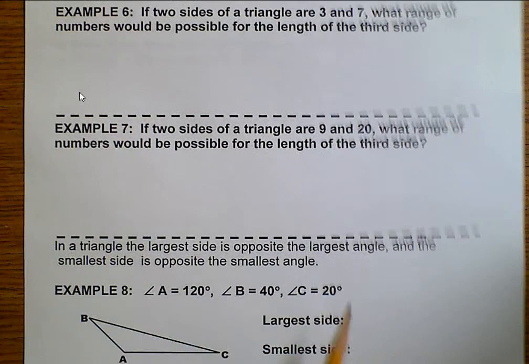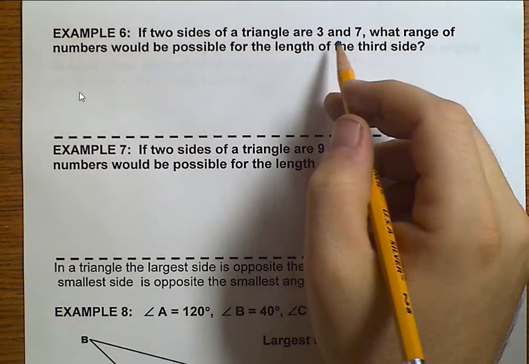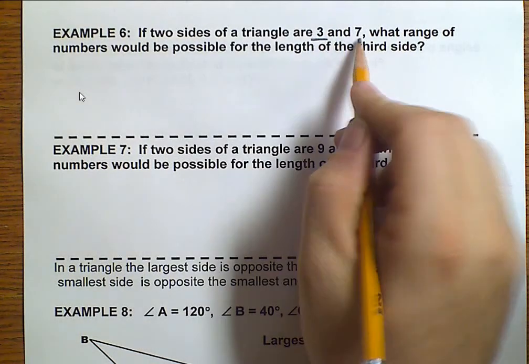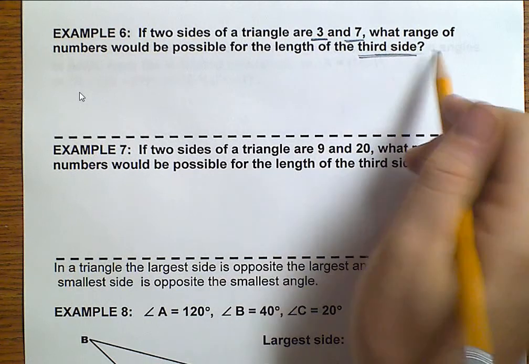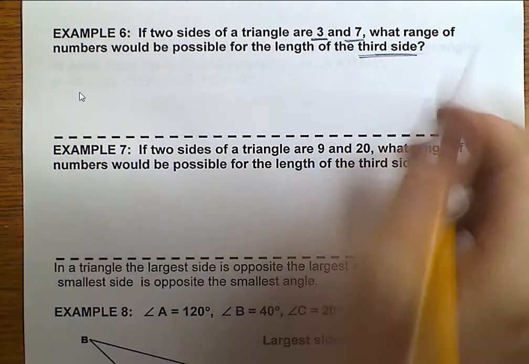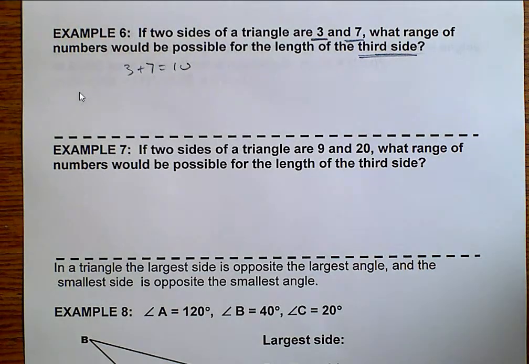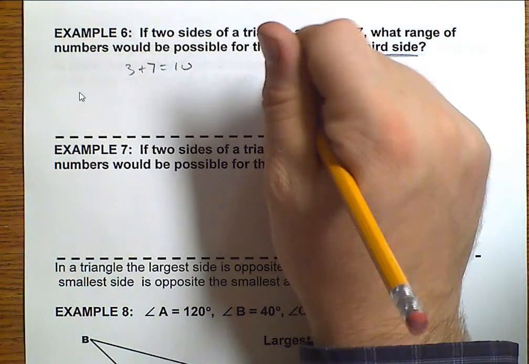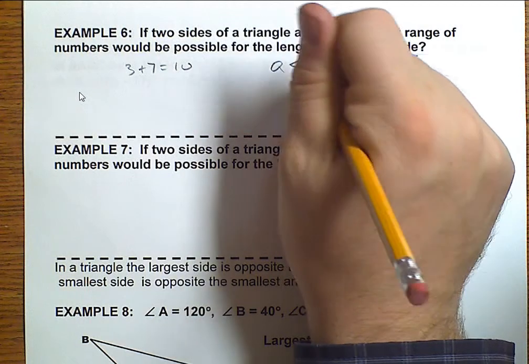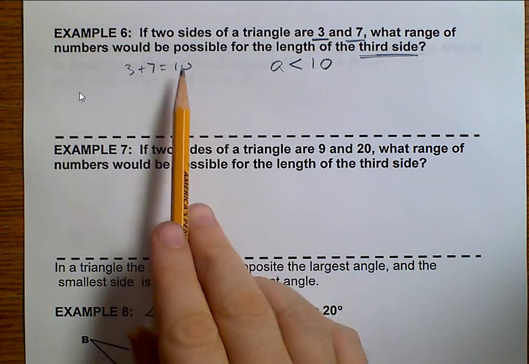Let's go ahead and take a look at example number 6. It says that two sides of a triangle are 3 and 7. We want to know what the range is for that third side. We'll start off 3 plus 7 equals 10. So we know that it has to be smaller than 10. So our side must be less than 10. Because otherwise, this wouldn't work.